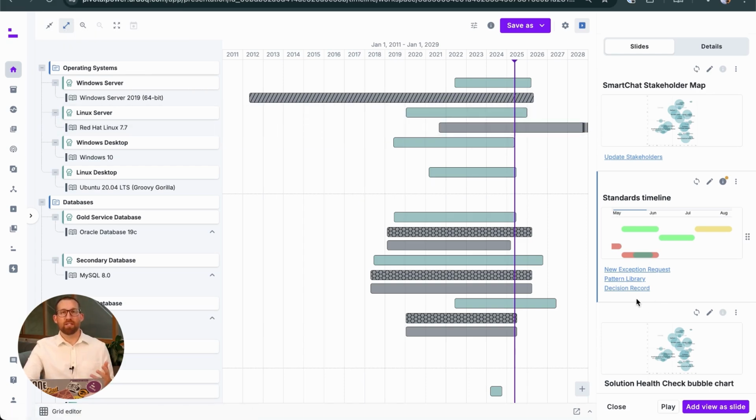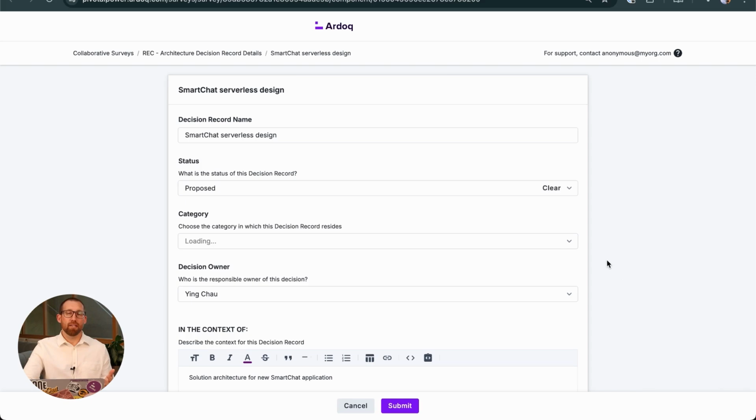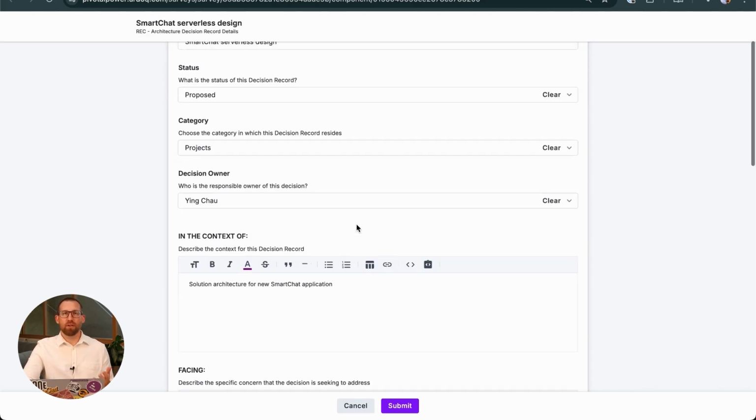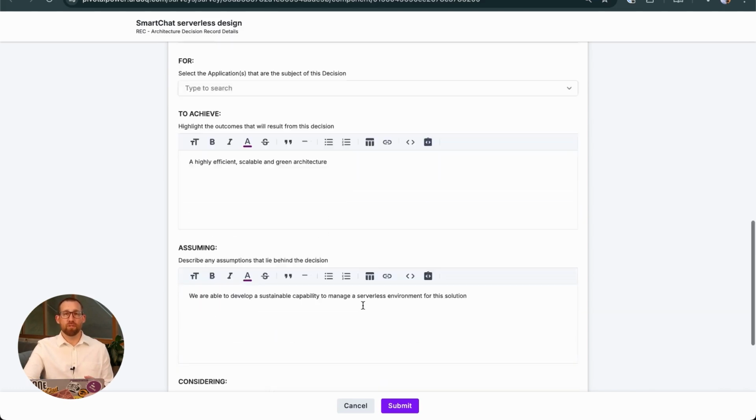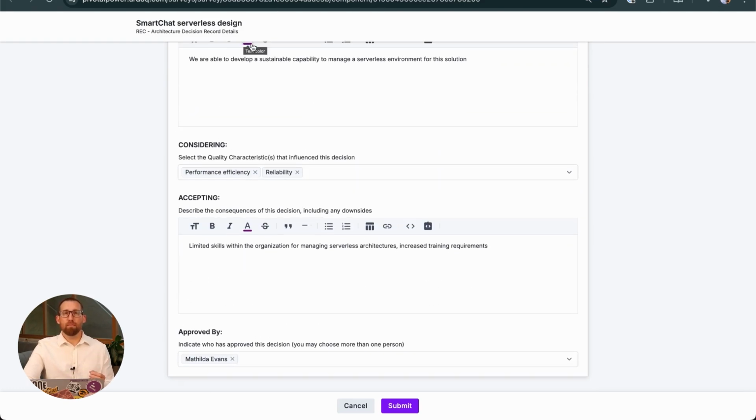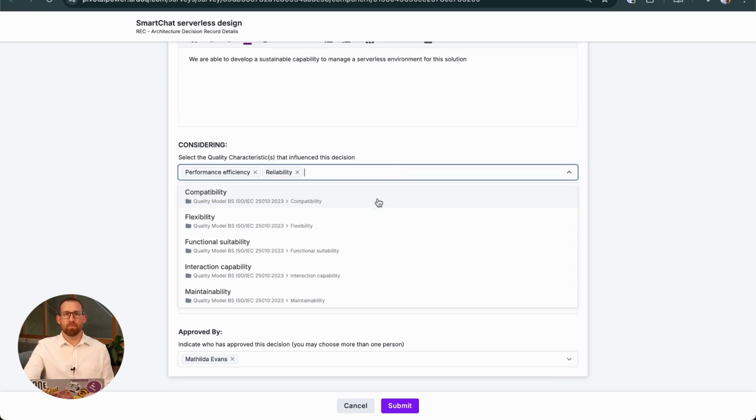Teams can also create decision records, documenting what they decided, why, and the options that were considered and rejected, to provide an auditable trail of distributed project or team decisions. These can be linked both to the solutions or the initiatives under consideration, and the quality characteristics, such as maintainability or security, that led to that decision.